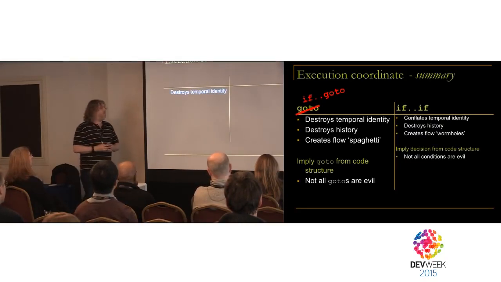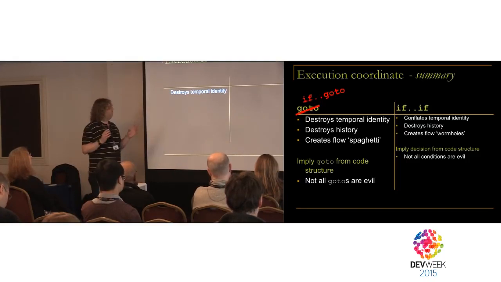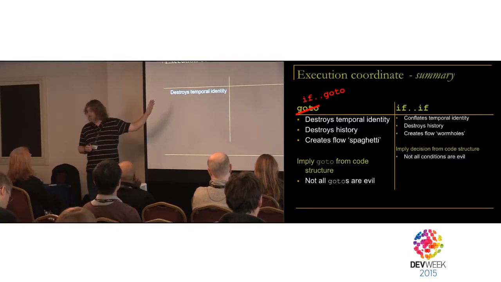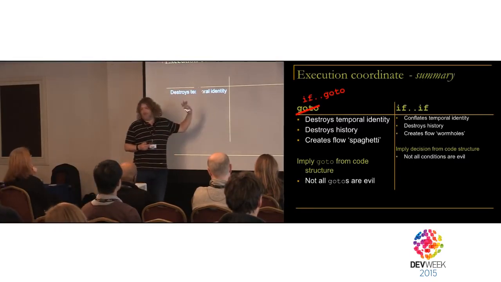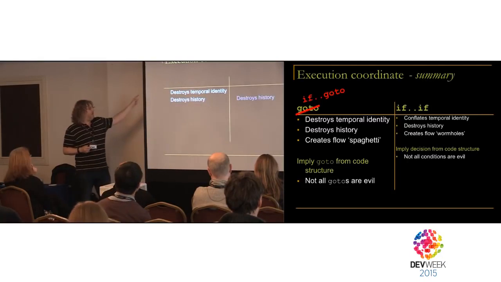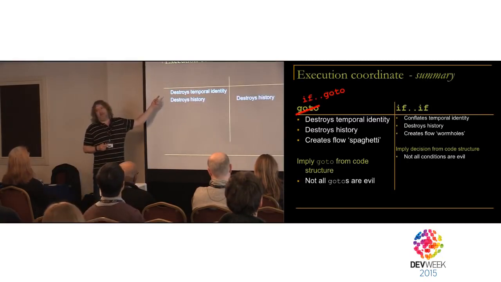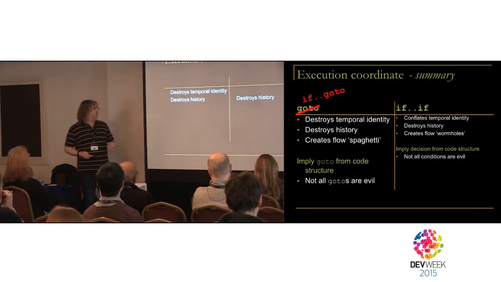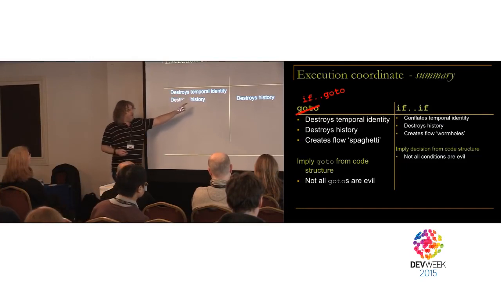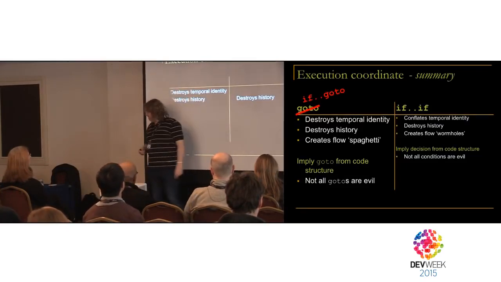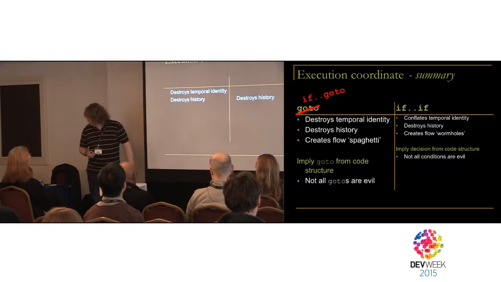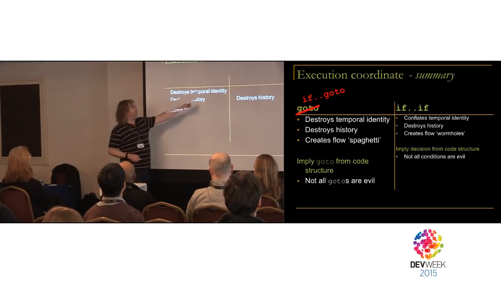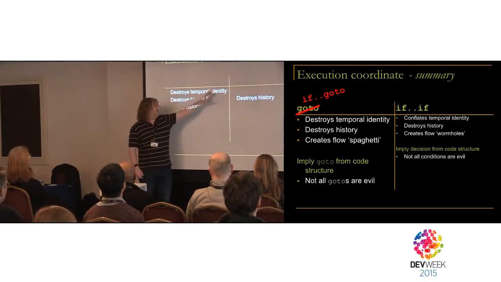Okay. Now, let's go back over what we've just seen. This is gotos. This is not coming out on my slide very well. There's something gone wrong with the slide. Gotos destroy temporal identity. We've seen that because you don't know where you are, but you don't know when you are. And they also destroy the history. Over here, this should be ifs. What ifs do is they conflate the temporal identity. I'm really sorry, I don't know why this is misbehaving.